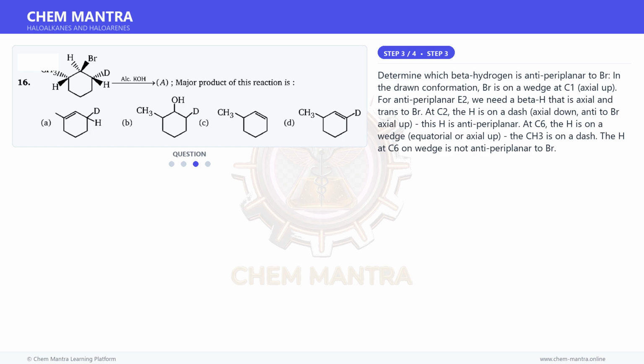Moving on to the next step. Determine which beta hydrogen is anti-periplanar to Br. In the drawn conformation, Br is on a wedge at C1, axial up. For anti-periplanar E2 we need a beta H that is axial and trans to Br. At C2 the H is on a dash, axial down, anti to Br axial up, so this H is anti-periplanar. At C6 the H is on a wedge, the CH3 is on a dash. The H at C6 on wedge is not anti-periplanar to Br.